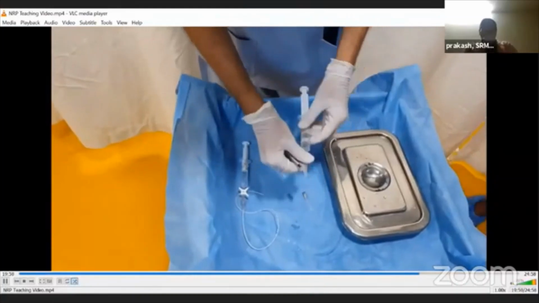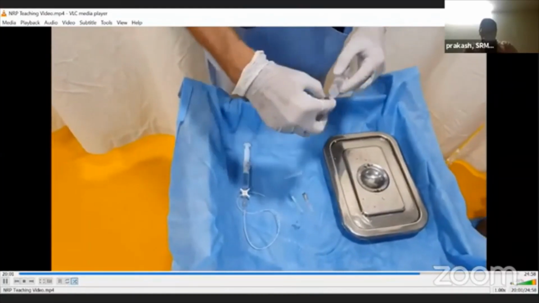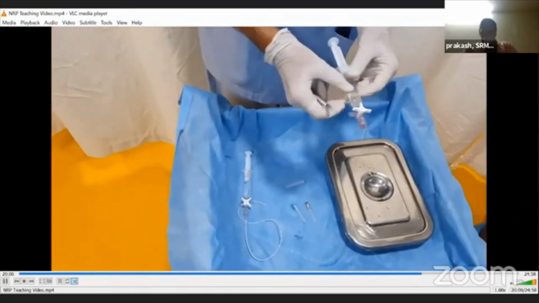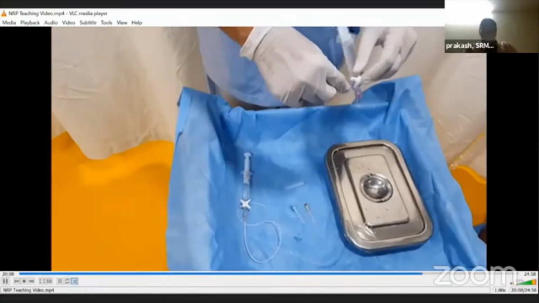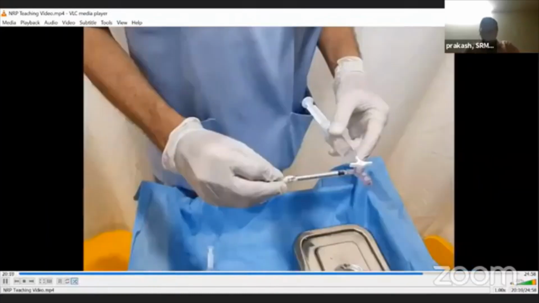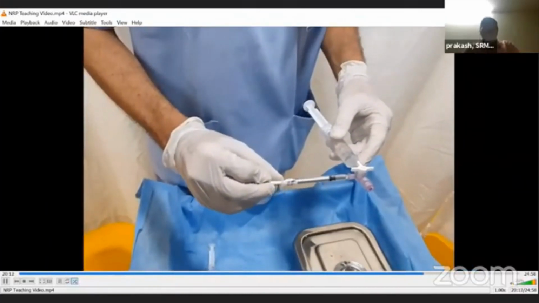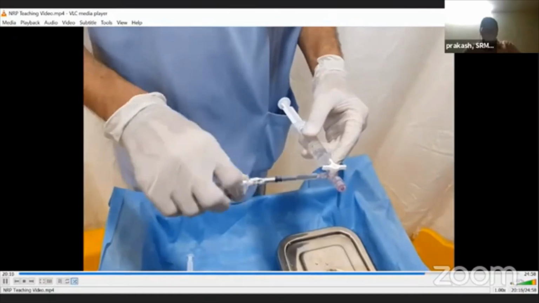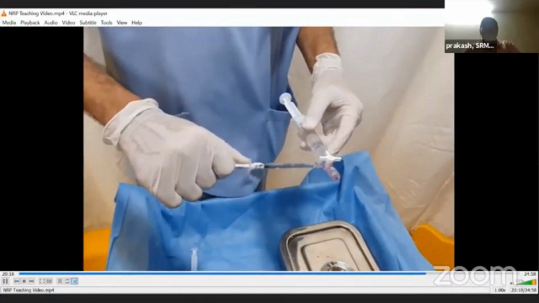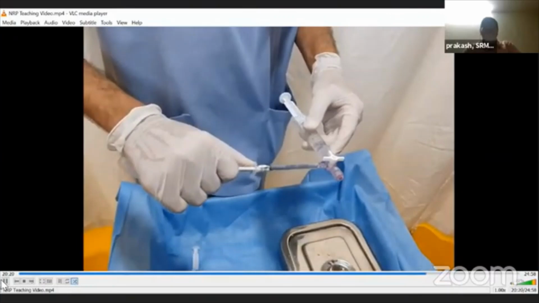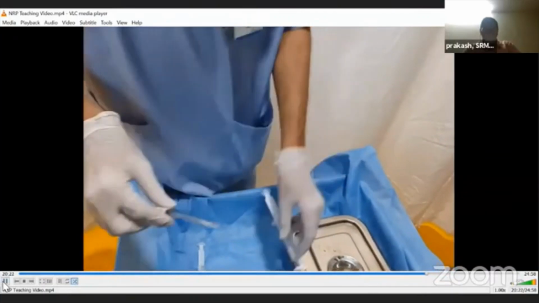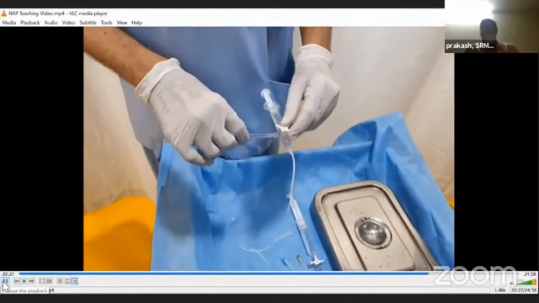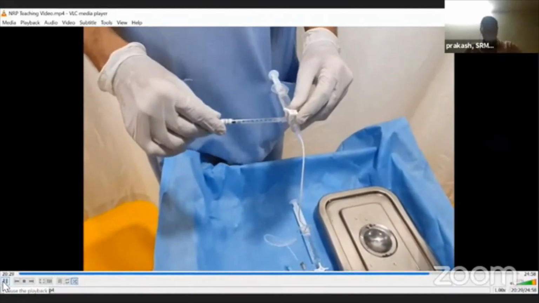Now I am going to load 1 ml of adrenaline from the already prepared 10 ml of 1 in 10,000 dilution. Now I have taken 1 ml. Now I am going to attach it to the 3-way stopcock. Now I am ready for the UV line insertion.